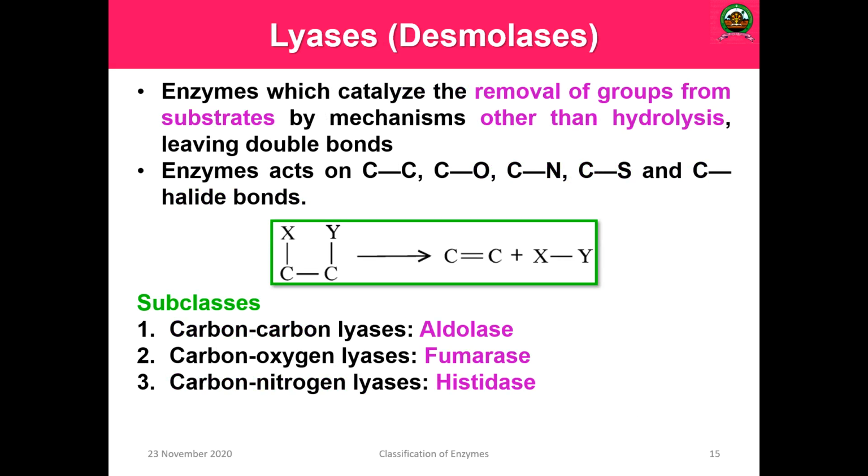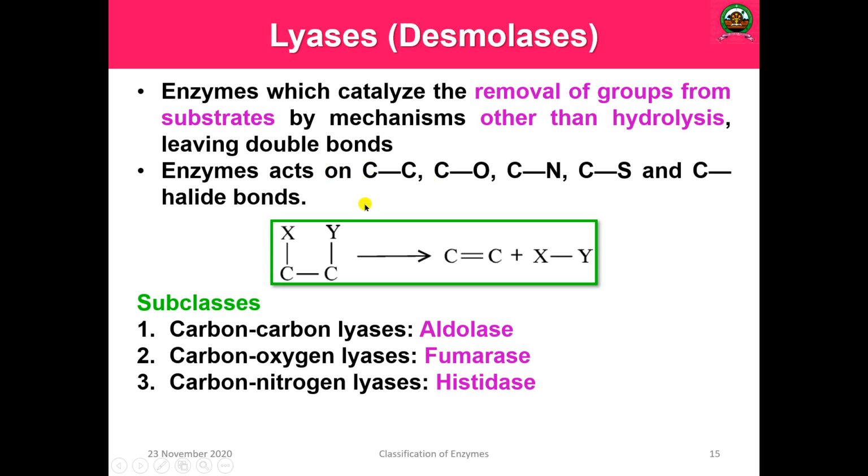The fourth one is lyases or desmolases. They remove groups. The enzyme which catalyzes the removal of a group from the substrate by a mechanism other than hydrolysis, and leaving a double bond. They leave the double bond actually. So that will cleave or remove the group from the substrate by a mechanism other than hydrolysis.